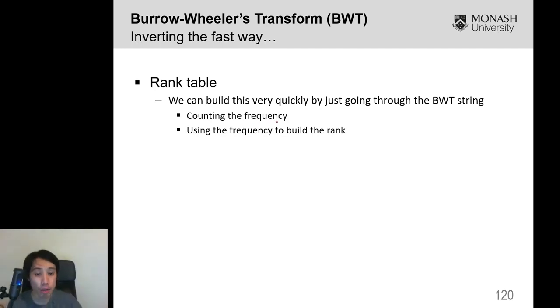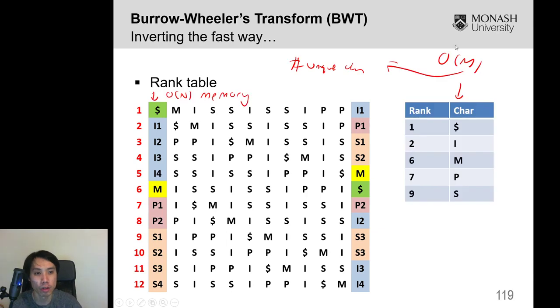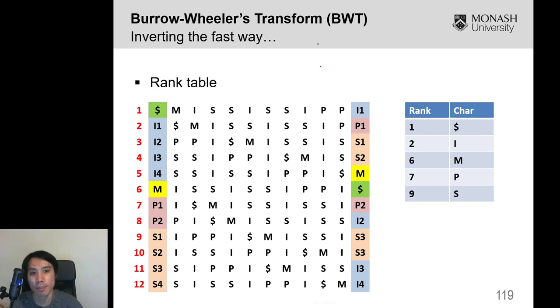How we do it is just to count the frequency, and we can use the frequency to build it very, very quickly, and the complexity is O(n). So I'm going to show you how it actually happens. Here, my unique characters are actually terminal, I, M, P, S. Then I'm going to loop and count.